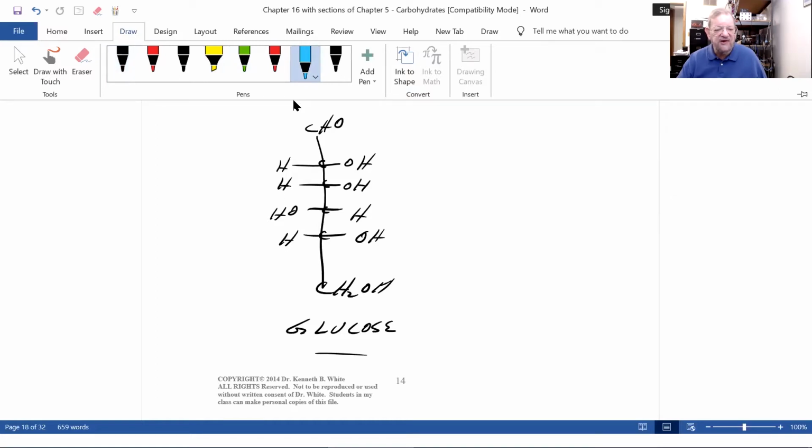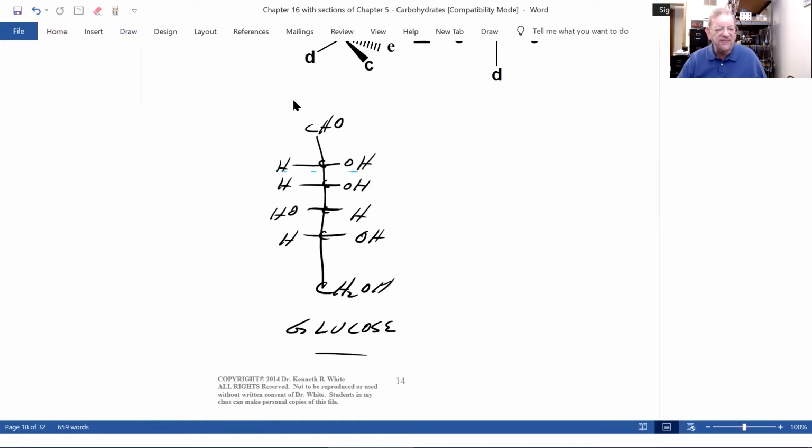All right, if we look at this carbon, it has hydroxyl, hydrogen, this aldehyde, and the rest of the chain. That's 4 different groups. Same thing with this carbon: hydroxyl, hydrogen, these 2 carbons, and these 3. That'd be 4. And if we look at this one, same thing, 4 different groups, and this one, 4 different groups. So in glucose, there are 4 chiral carbons.